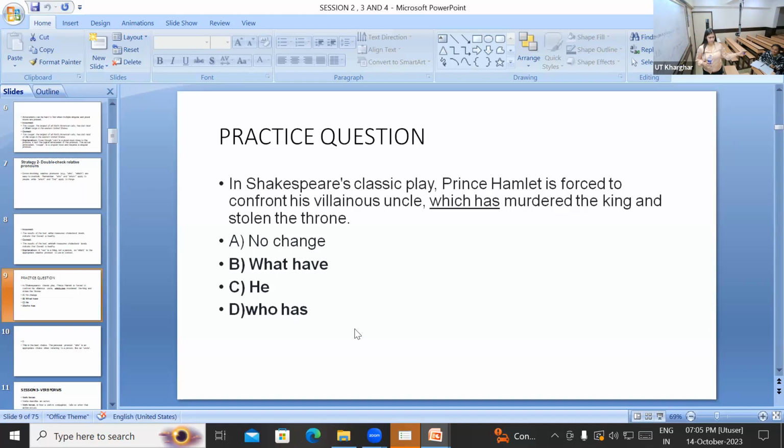I would go with the uncle. You know why, Adi? In Shakespeare's classic play, Hamlet is forced to confront his villain uncle. Meaning, Prince Hamlet was the one who confronted the uncle, who has murdered the king. So technically, who has murdered the king over here? The uncle or Hamlet? Adi, who has murdered the king? Hamlet.